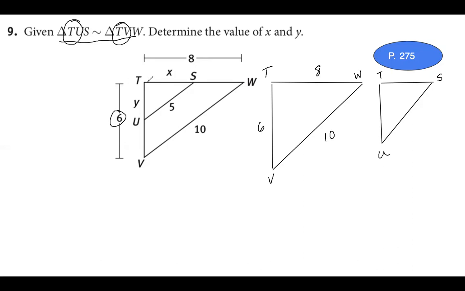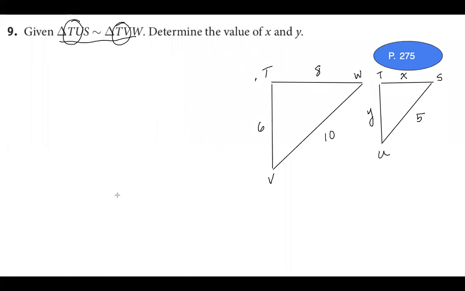For my little triangle, the distance from T to S is x. The distance from T to U is y. And the distance from U to S is 5. So now I have two similar triangles oriented in the same way, not overlapping each other. I've copied over all my information. So this guy is dead to me. We are going to blot him out. Okay. I need to find the missing side lengths. Hopefully you're getting pretty good at this. Corresponding sides, let's get a pair.